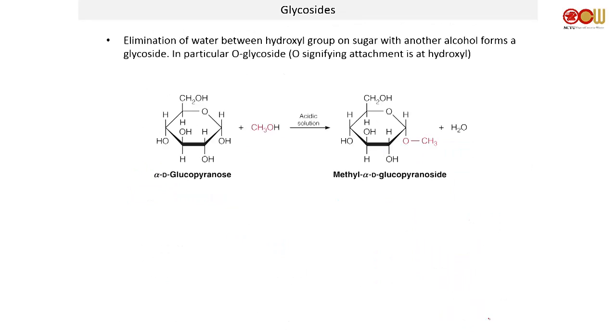You also have glycosides. Glycosides are formed between two things, sugar and something that has an alcohol. So it's the elimination of water between hydroxyl groups on sugar with another alcohol. And then you form a glycoside. In essence, it's a way to link sugar onto something. Now, for example, here you have glucopyranose and you can react it with methanol. And then you can form this methyl alpha-D-glucopyranoside.